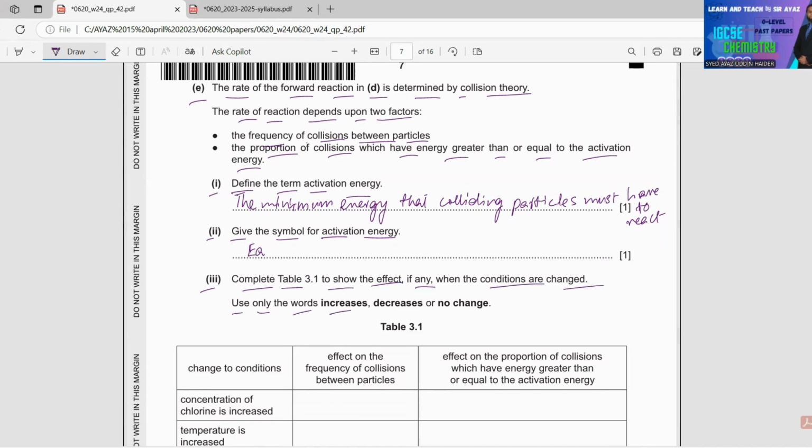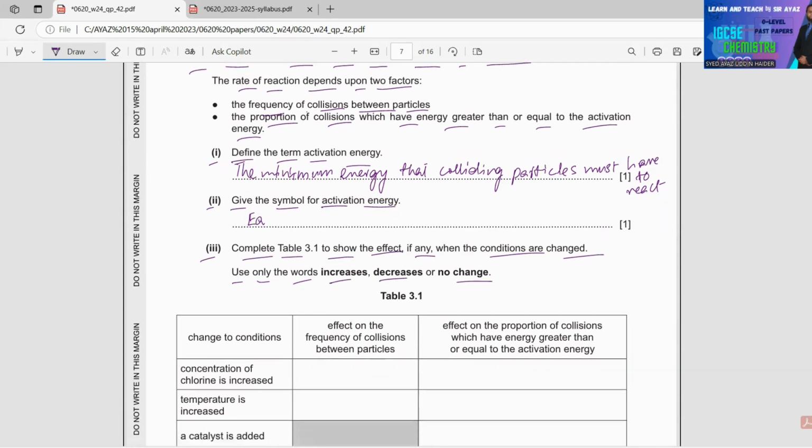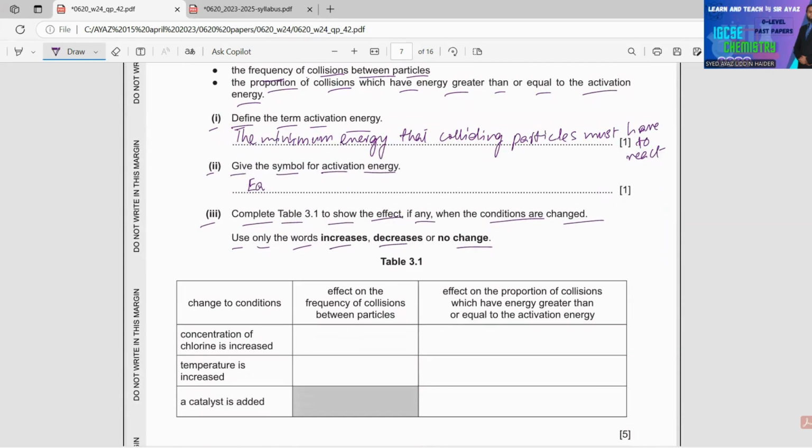Use only the words increases, decreases, or no change. Now it's related to the rate, it's not related to the reversible reaction at dynamic equilibrium state. So you can easily answer these. If you increase the concentration of chlorine, chlorine is on the reactant side, what will be the effect on the frequency of collision between particles? Definitely it will increase. So we'll write increases.